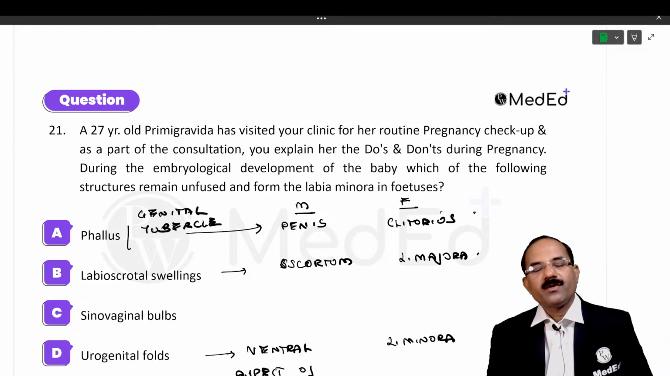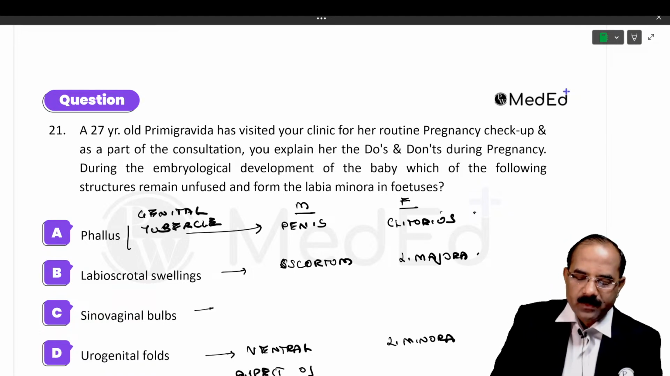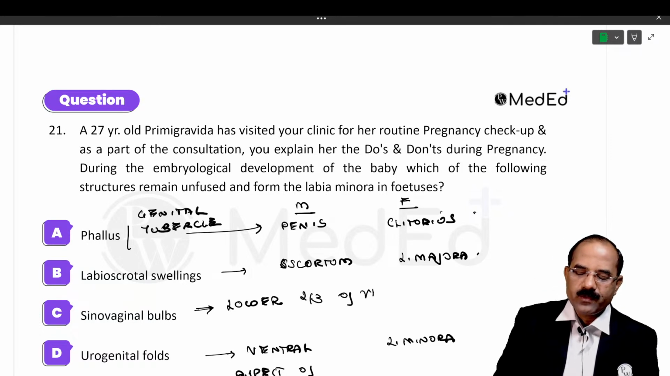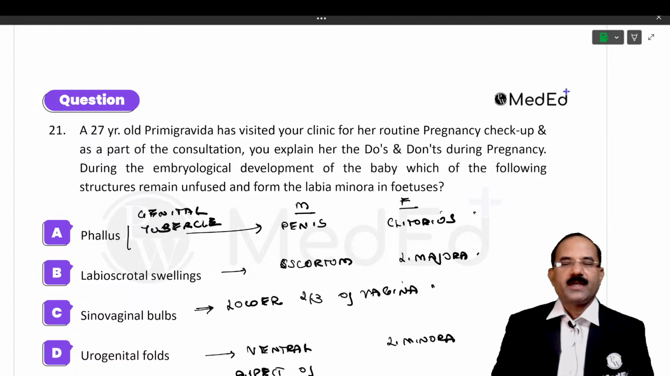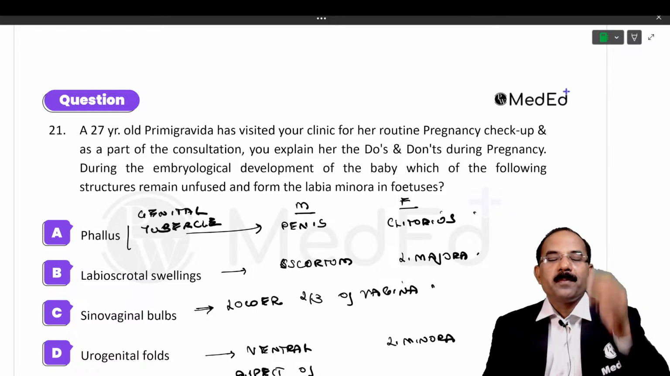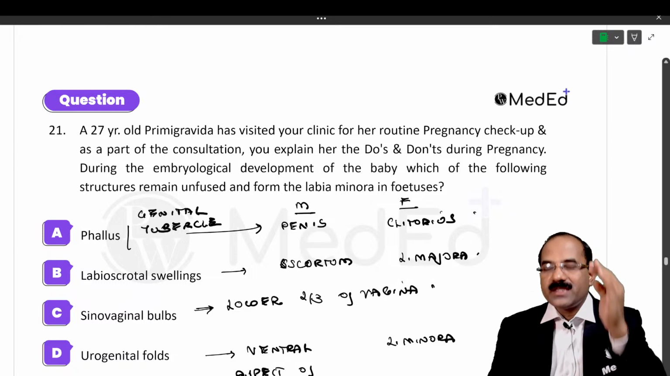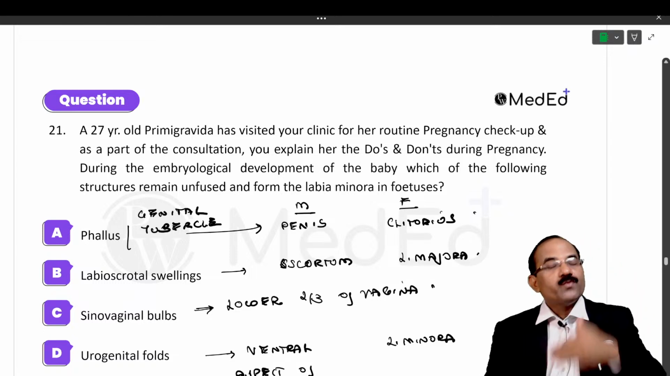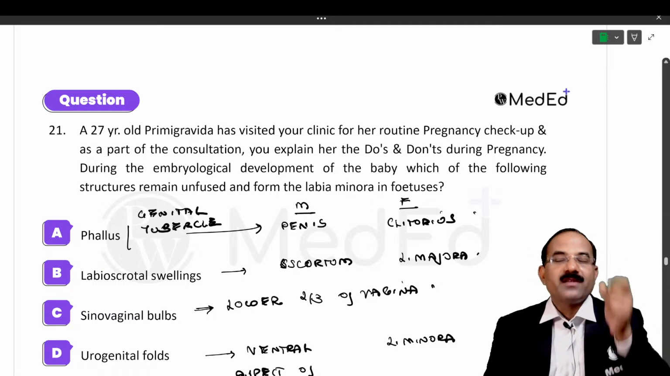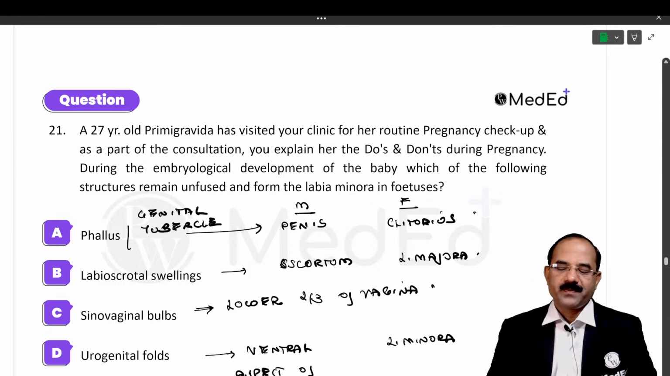Genital tubercle: in males it forms a penis, in females it forms a clitoris. Fine. Sinovaginal bulb, what does this form? Children, this is very important. The sinovaginal bulb forms the lower 2/3 of the vagina. And the upper 1/3 of the vagina is derived from the paramesonephric ducts. The lower 2/3 of the vagina is derived from the sinovaginal bulbs. Remember this, children, this is very important.